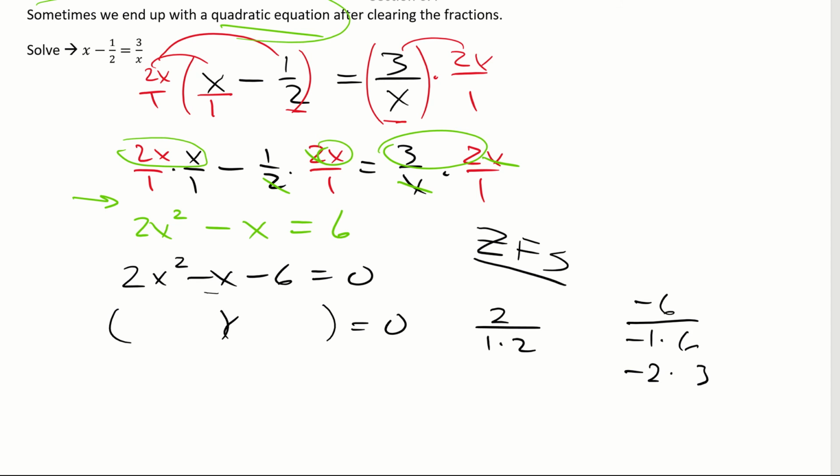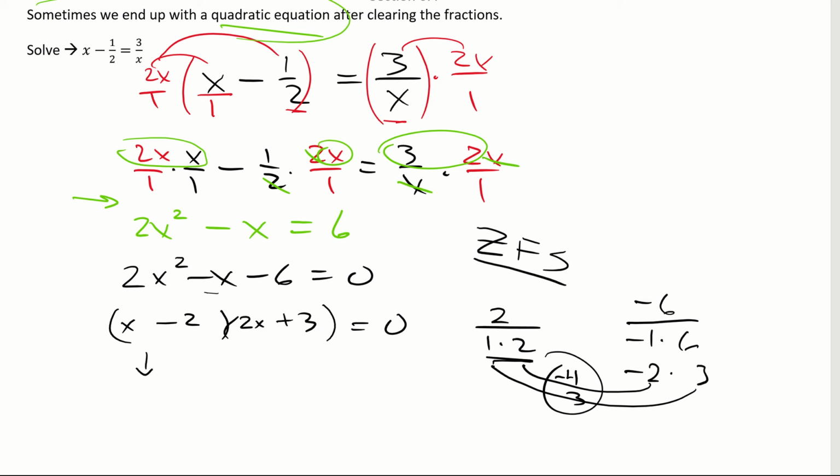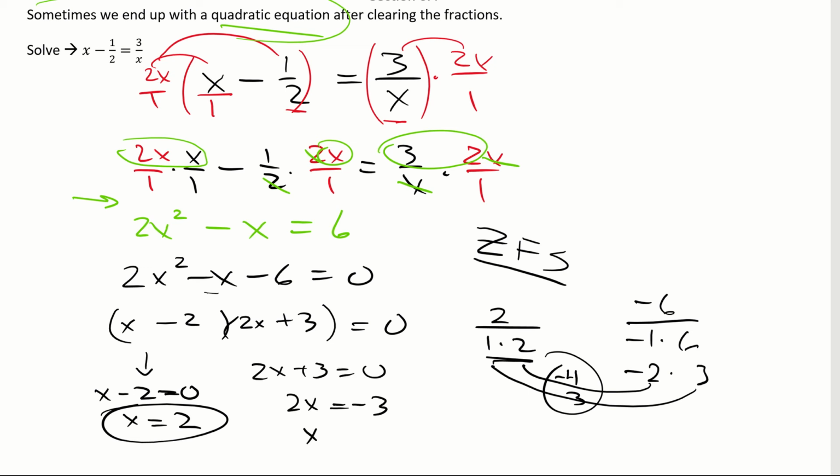So how about this one? Here is negative 4, and here is 3. That works, doesn't it? Just like that. Perfect. So what we have is an x and a 2x. 2 multiplies with negative 2, put them on the other side, so this must be plus 3. And then we go ahead and solve this. This says x minus 2 is 0, so x is 2, voila. And 2x plus 3 is 0, so 2x is negative 3. So you know what I'm doing? I'm just solving: negative 3 over 2.